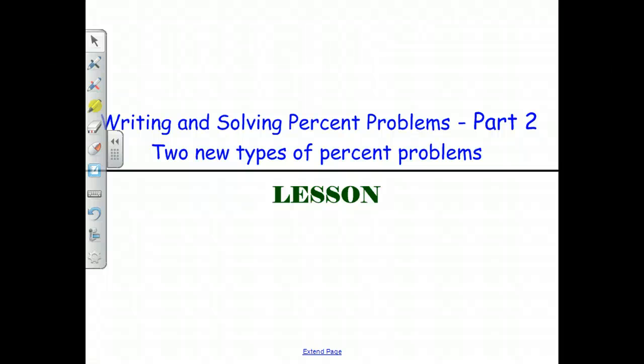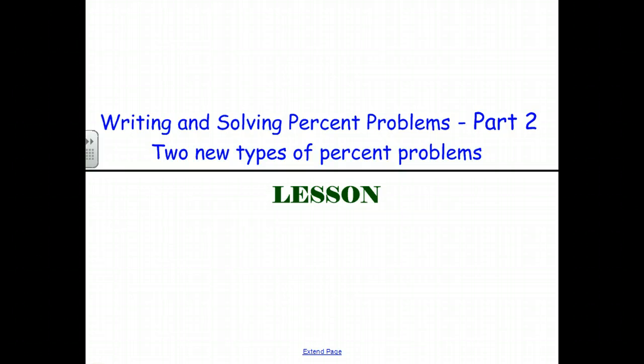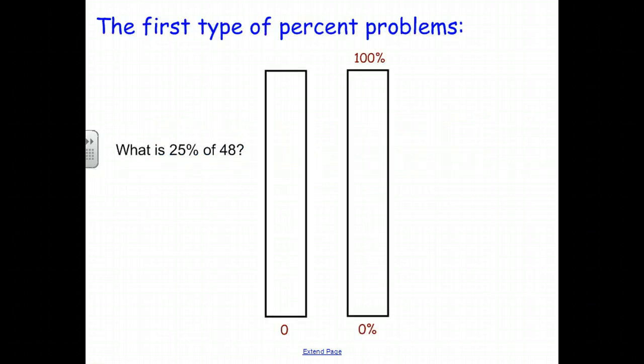So this is the second part of two lessons on percent problems, different types of percent problems, how to solve percent problems, and just generally how we use the two vertical bars to solve any percent problem that we come up with. So the first type of percent problem that we had talked about was something along the lines of what is some percent of a number.